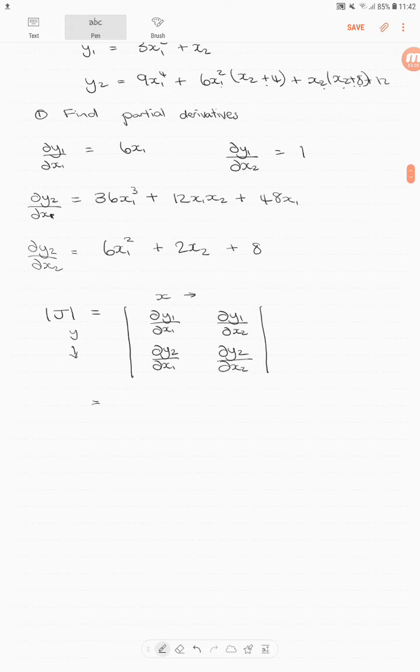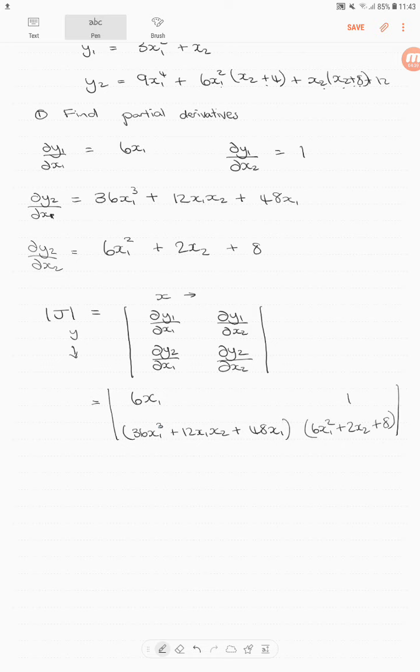That means we replace with our partial derivatives. This is 6x1. Just for space, I'm going to enter the second row first. So this will be 36x1 cubed plus 12x1 x2 plus 48x1. Our second entry in our second row is 6x1 squared plus 2x2 plus 8. And our second entry in our first row is 1.